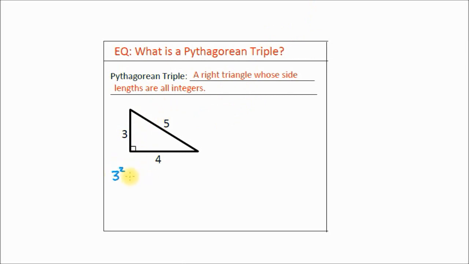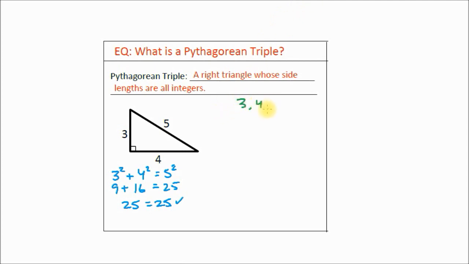Let's check with the Pythagorean theorem. 3 squared plus 4 squared equals 5 squared. That's 9 plus 16 equals 25. And 9 plus 16 is equal to 25. So you can see that it is clearly a right triangle because the Pythagorean theorem is true. So here is a place we're going to write a few Pythagorean triples.